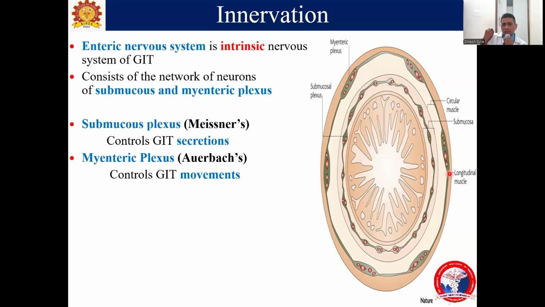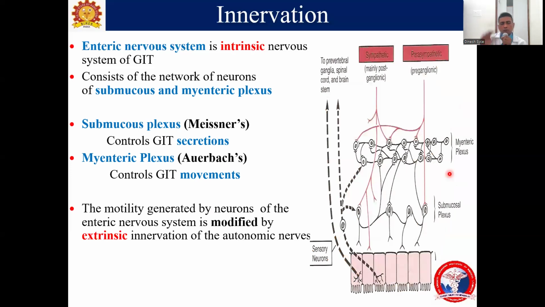So although the myenteric plexus controls small intestinal movements, its action is further augmented, further modified by the extrinsic nerves, the nerves that come from outside. Can you name the extrinsic nerves? What are these otherwise called? They're called the autonomic nerves. So the extrinsic nerves are the autonomic nerves, which can further modify the movements initiated by the myenteric plexus.